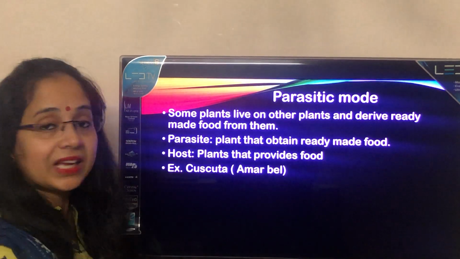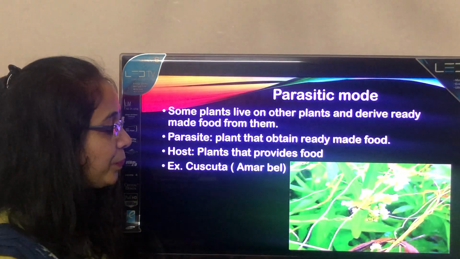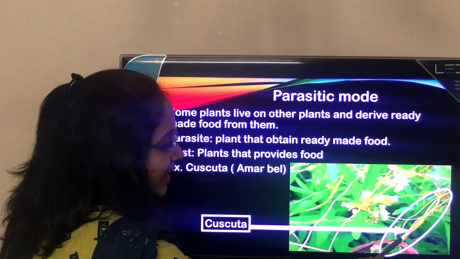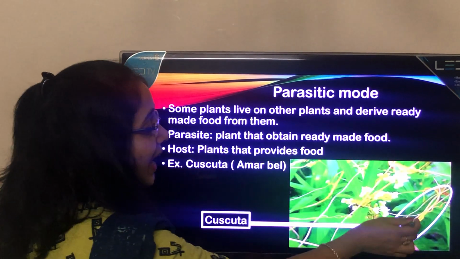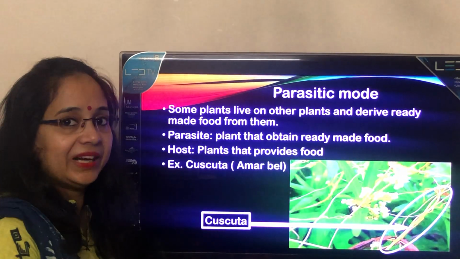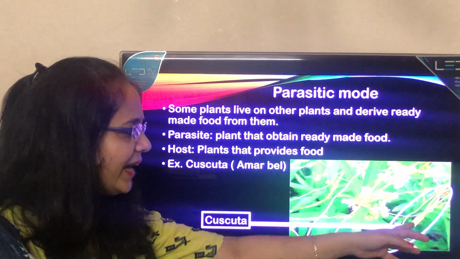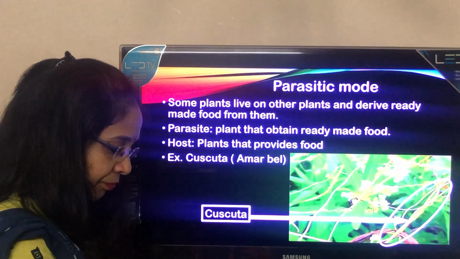So cuscuta is an example of a parasitic plant, and here you can see the diagram. Consider this yellow part. This yellow part is actually cuscuta, and all the green part is the host, and cuscuta is your parasite, which is taking nutrition from the green plant. As you can see, it's a non-green plant. Obviously it cannot perform photosynthesis.